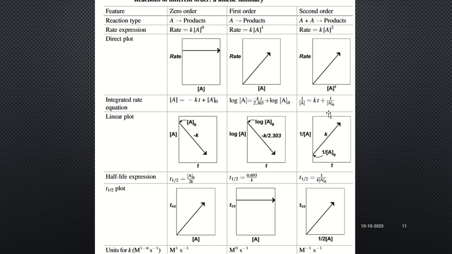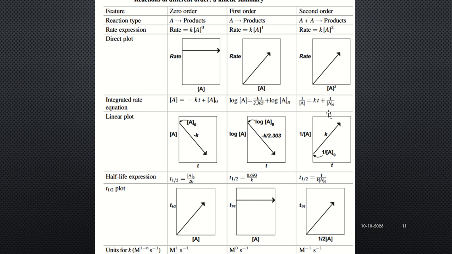Now you can see here the direct plot. From rate versus A, you will find a linear plot for zero order. If you see first order, that will show a graph of increasing rate, so that is K into A1 or inverse 1. Whereas in the case of second order, the same graph, you will see rate versus A.